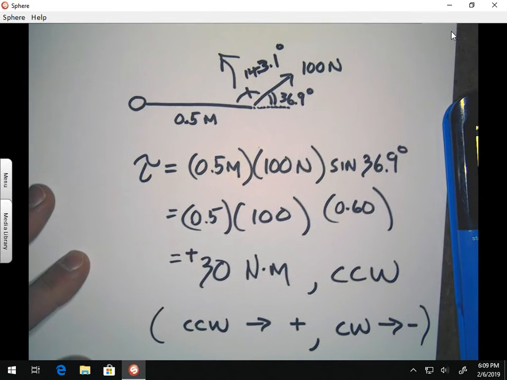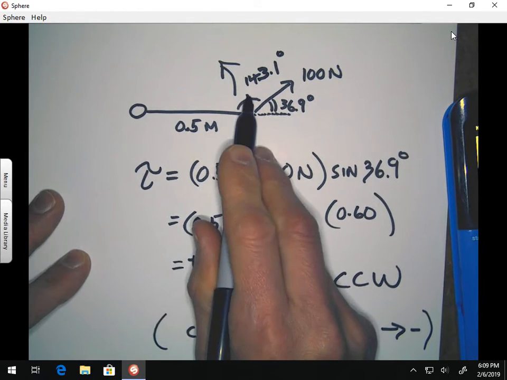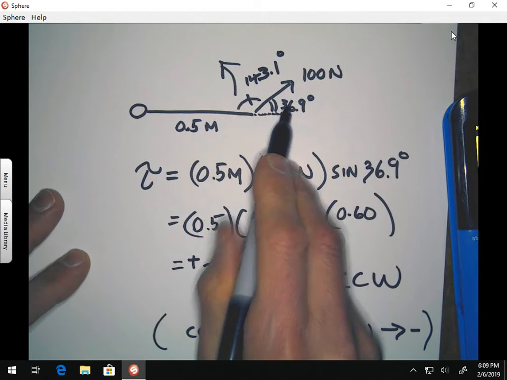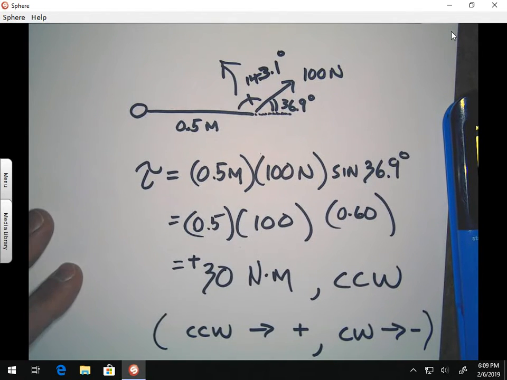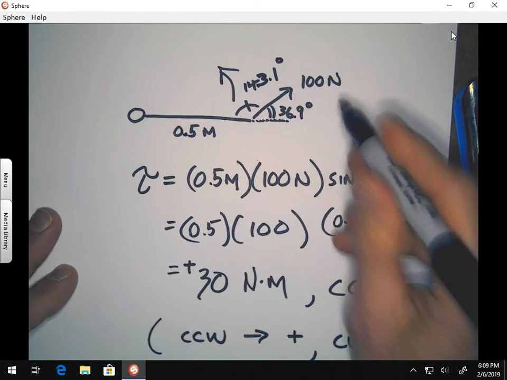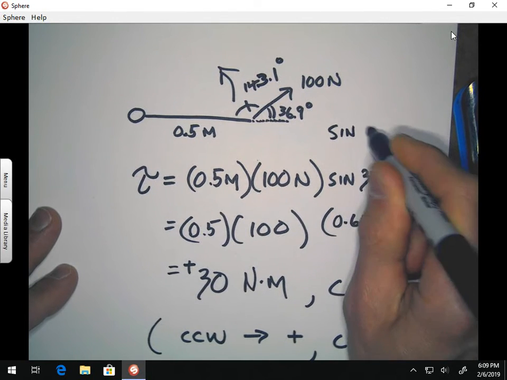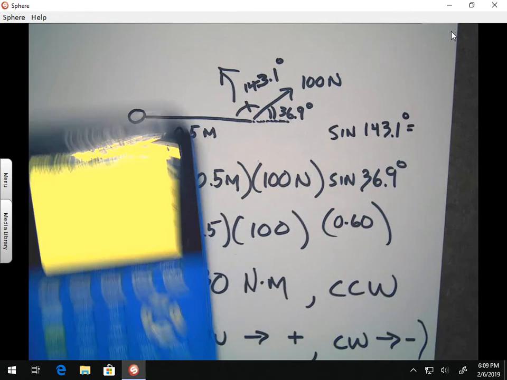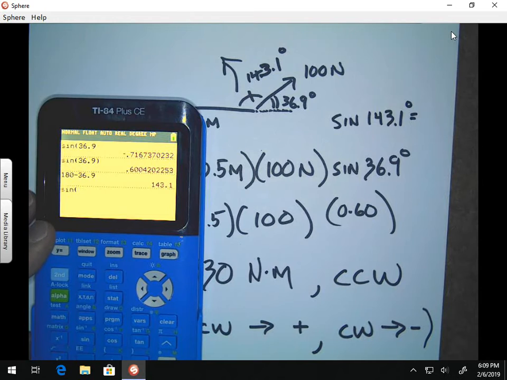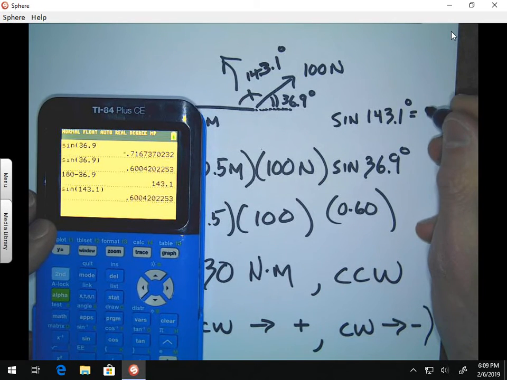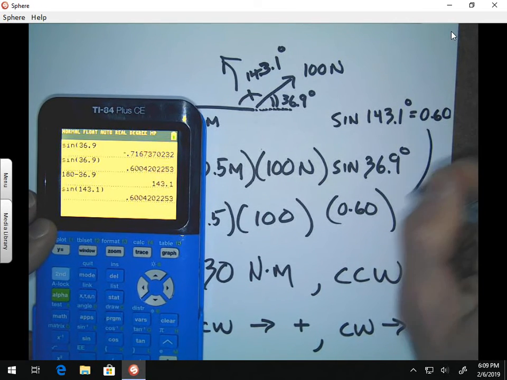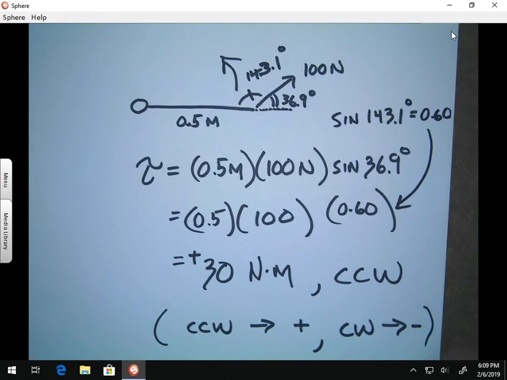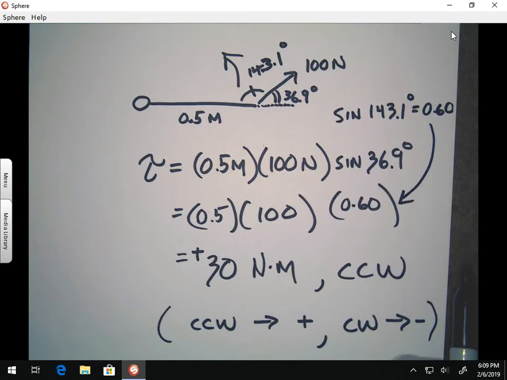Okay, and you might be wondering, oh my gosh, what if I use 143 degrees instead of 36.9? Is that going to mess everything up? Well, why don't you try it right now on your calculator? Try to take the sine of 143.1 degrees. Okay? And, amazingly, maybe, you get 0.6. In other words, you get the exact same thing that you got the other way.